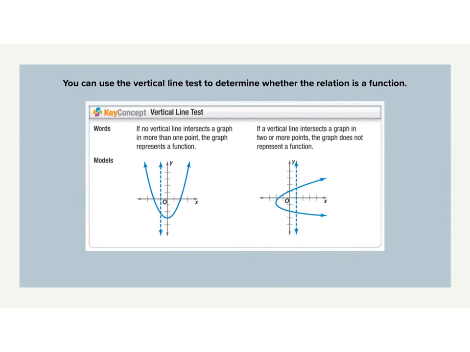All right. So when we have graphs, we can use the vertical line test to determine whether a relation is a function. If everybody looks at my picture on the screen, you would take a vertical line and just go over the graph. And if we have two y values, 2 points on our graph that touch the vertical line, then it is not a function.